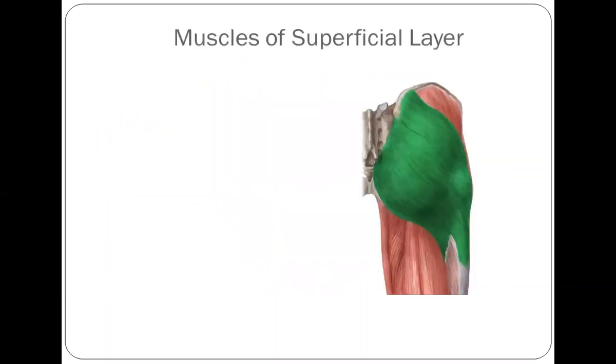So let's start with the most superficial muscle in the gluteal region. Can you tell me which muscle this is? Spotter for you. Very easy. Please type the answer in the chat. Which muscle is highlighted in green? Yes, it's the gluteus maximus muscle.